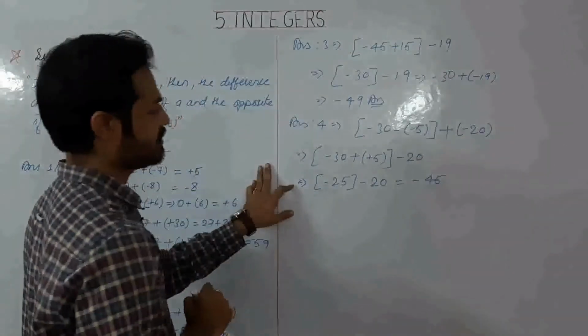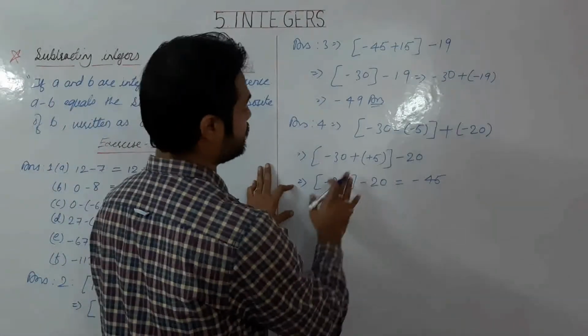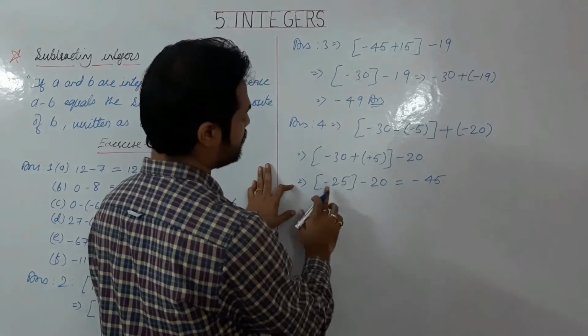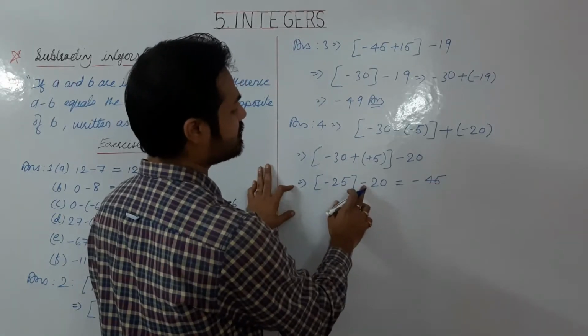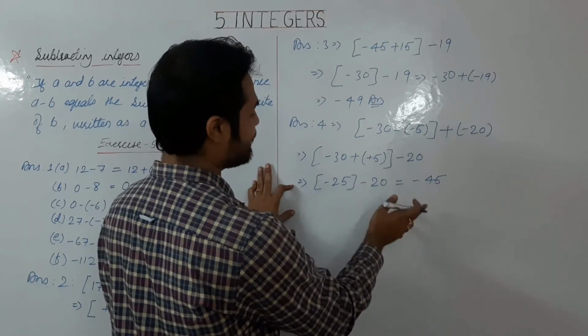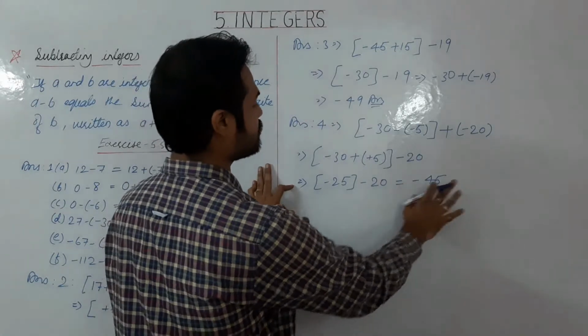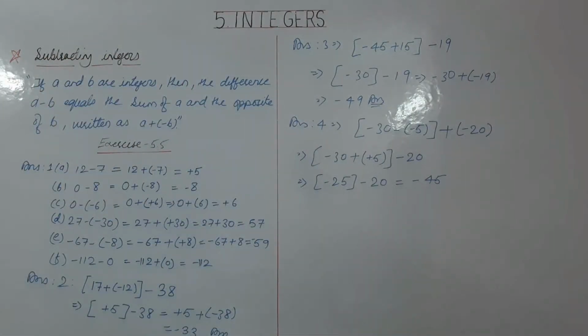45, right? Or again, if you want to use the property, what to write? Minus 25, minus is to be replaced by plus, and minus 20. So the answer will be minus 45 only.